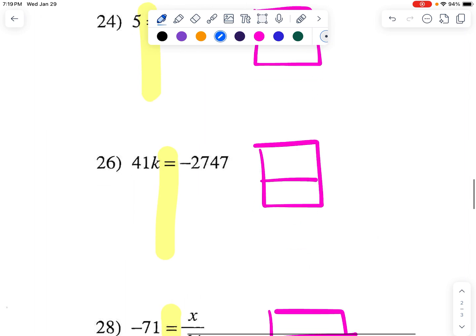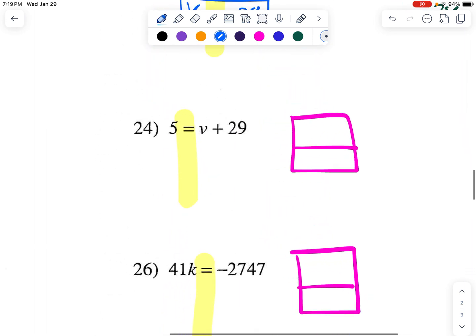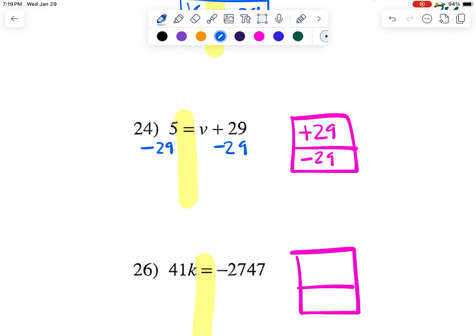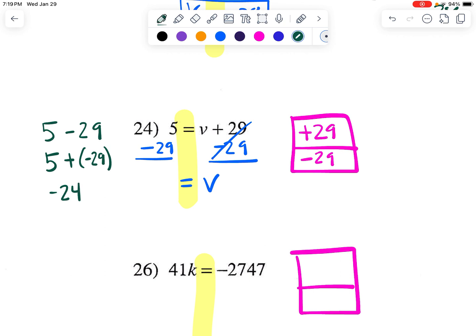Alrighty. Moving on. We got 3 more. Whew. V is being added by 29, so we need to subtract 29. So subtract 29 on the left and subtract 29 on the right. As you can see, we have opposite signs, so they go away. And I have V equals 5 minus 29. So let's karate chop it to 5 plus negative 29. And you would subtract the absolute values. And you would get negative 24 because you have more negative.